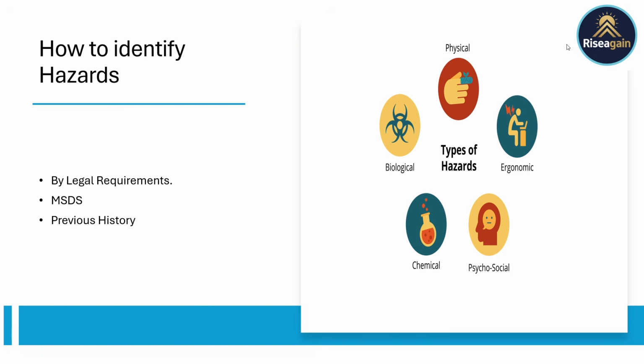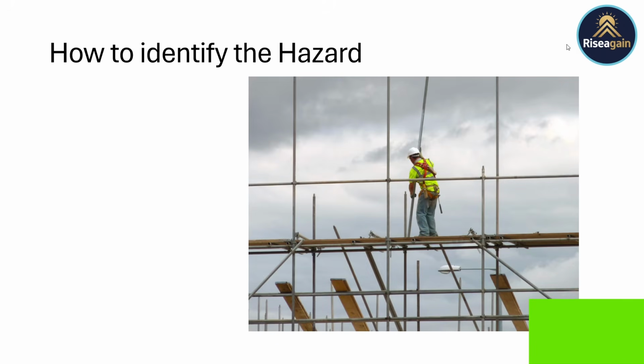The third one is previous history. Most people are thinking about the previous history. For example, if you have some chemicals and you store them properly, but still because of the environment there are some reactions and a fire could happen. If that has happened in the recent history, you can consider that also as a hazard. So now we have decided how to identify hazards.